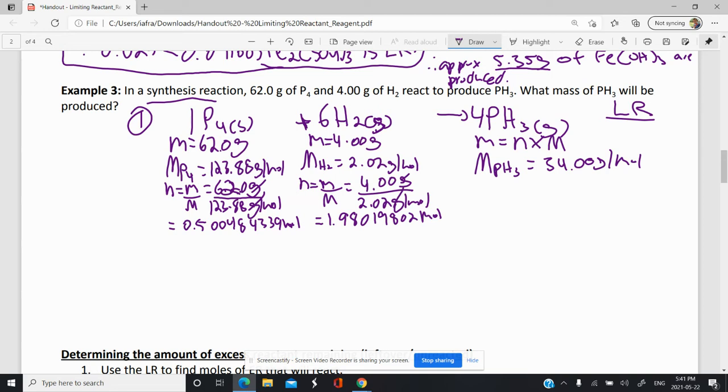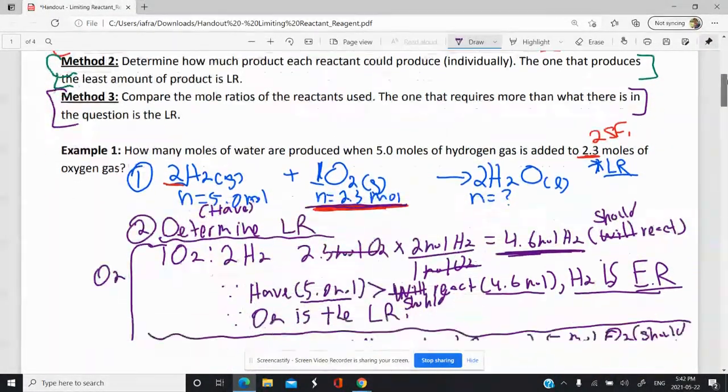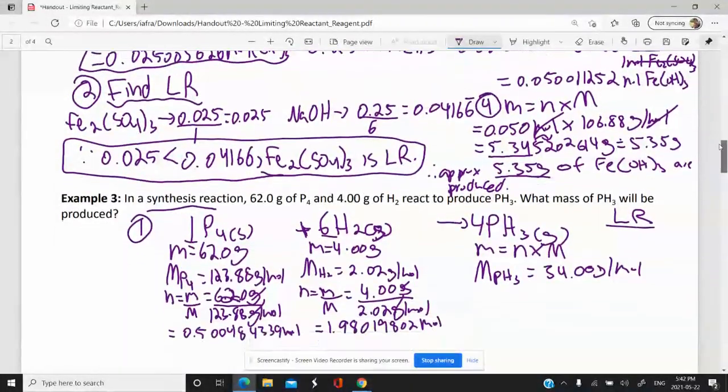So we have our moles, and we need to figure out which moles we're going to use. Are we going to use the moles of P4 or the moles of H2? A lot of us might say, well, P4 has fewer moles, so that's going to be our limiting reactant. But don't be too quick to do that. It's not necessarily the smallest number of moles. You have to compare that fairly. Look at the coefficients. They're different. The H2 is going to be used up 6 times faster. So it is possible to run out of H2 before you run out of P4, depending on how much you have there of your reactants. So we have to do one of the methods from above, either method 1, 2, or 3, to figure out what our limiting reactant is going to be.